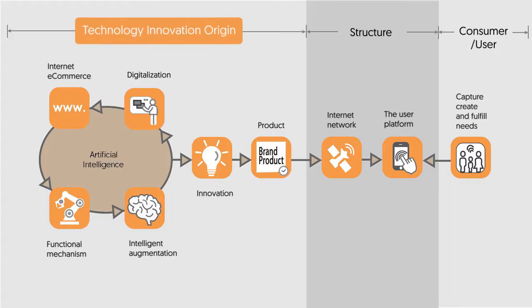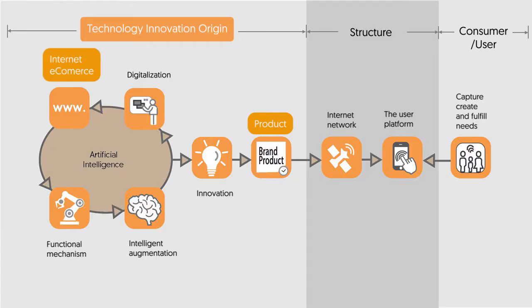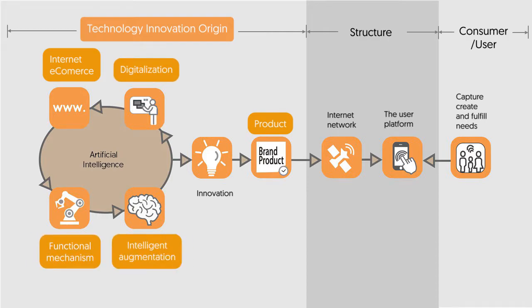Next, we go through the technology innovation origin part of the model. There are 4 main categories of products, and every technology product has a firm place within the structure. The categories are Internet e-commerce, digitalization, functional mechanism, and intelligent augmentation. Let's go into the detail.